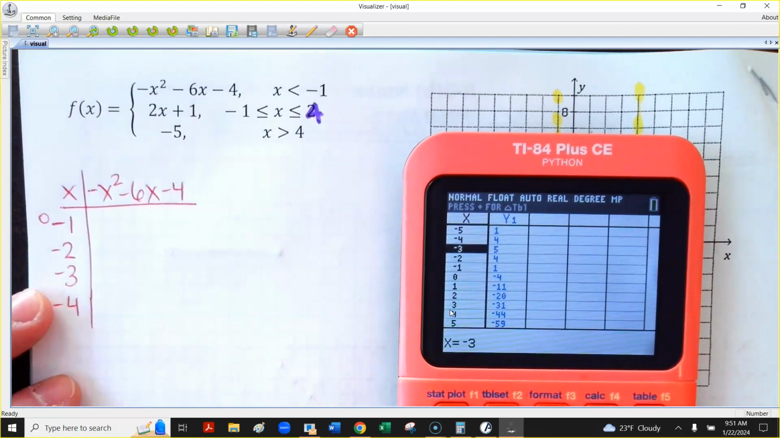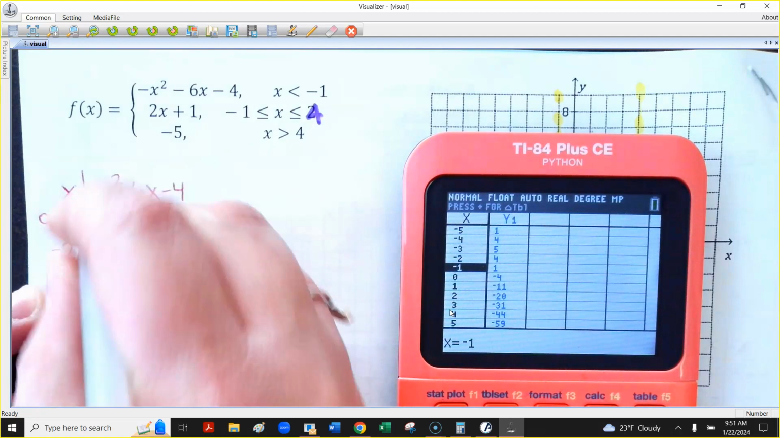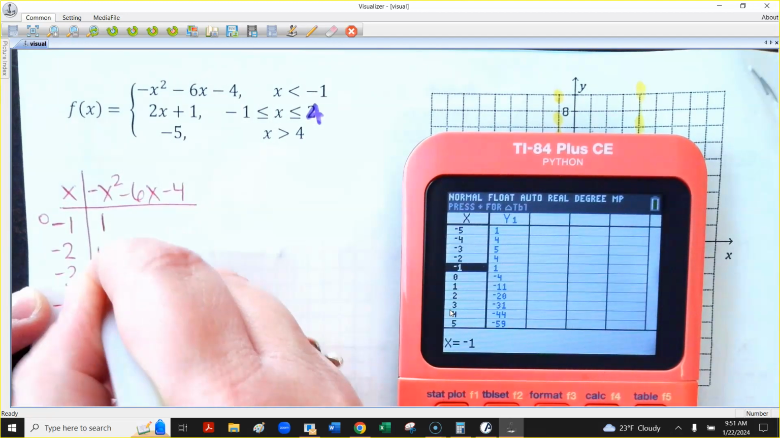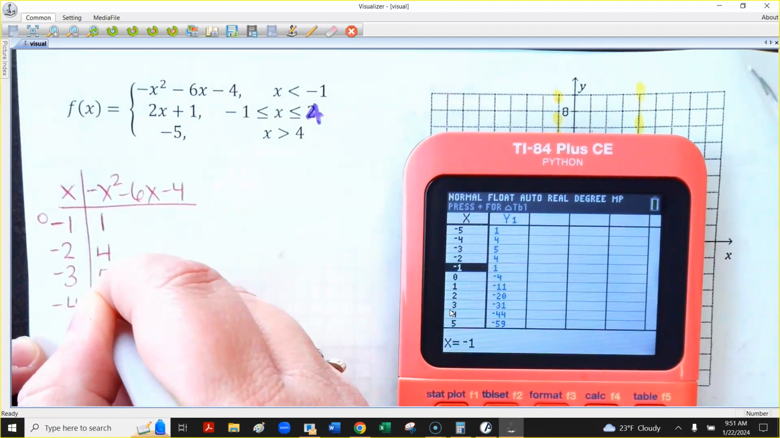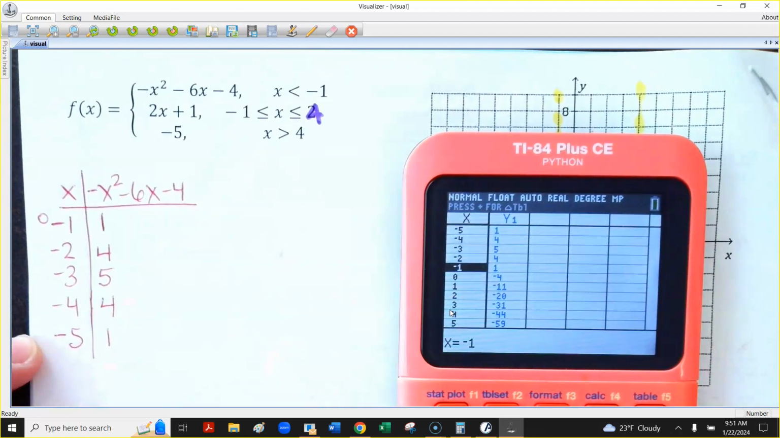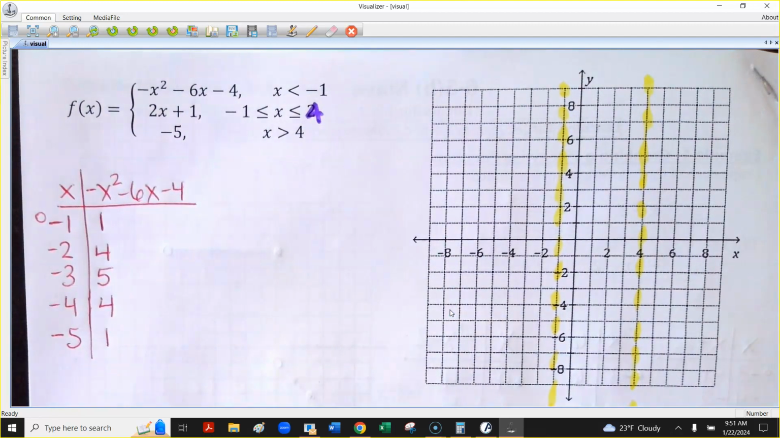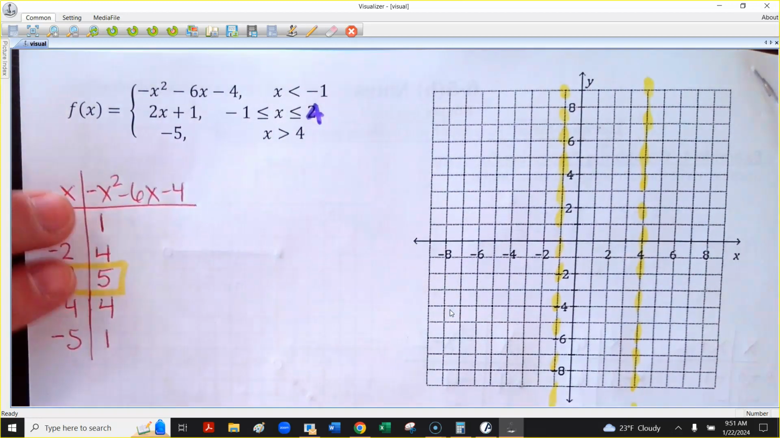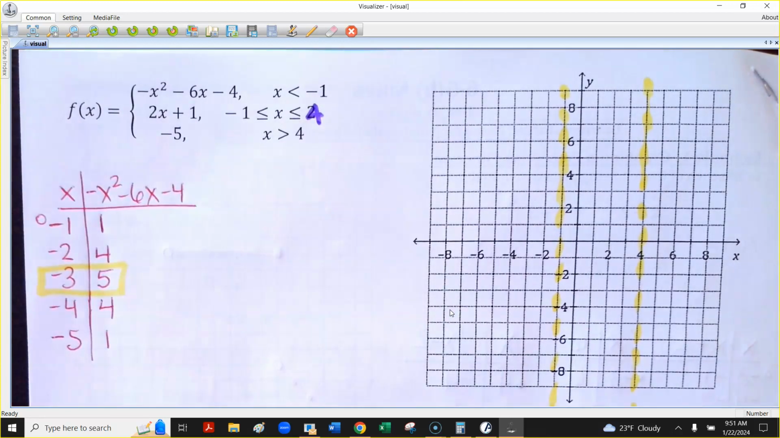So -1 should be 1, -2 should be 4, -3 should be 5, negative 4 should be 4. And I'm going to write one more down here. Negative 5 should be 1. Can you guys tell from looking at the table what the vertex of that parabola would be? Do you guys see how there's kind of like a little pattern around? So this has to be in the middle, because then it's like a mirror image, 4 and 4, 1 and 1. So that negative 3, 5 is going to end up being the vertex of that parabola.